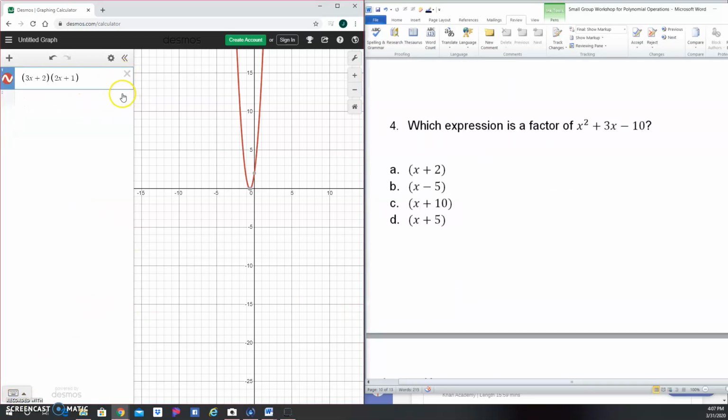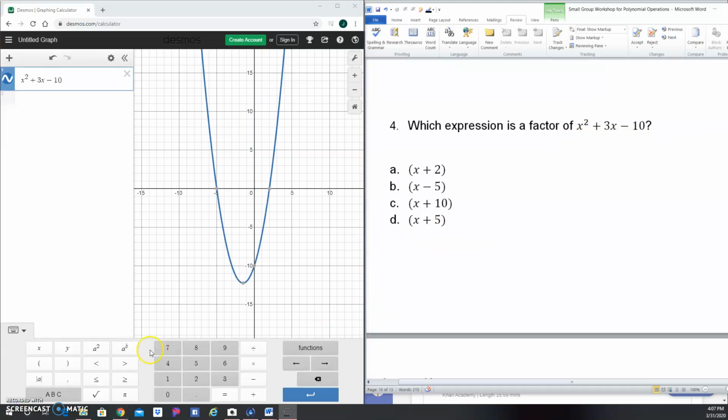Which expression is a factor of that expression? You're going to plug this in on Desmos. After you plug it in on Desmos, you're going to plug in the answer choices one by one. And the line, because this would be a line, the line that goes through the x-intercept of your parabola is the answer. So let's begin.